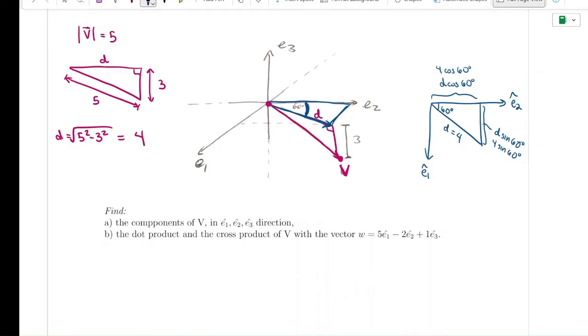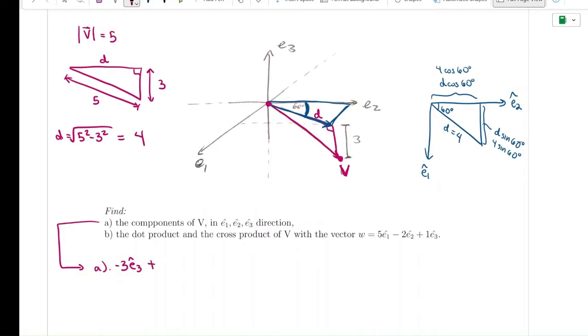So let's look at the problem then. We know that the component in the E3 hat direction is already given to us in the problem, which is 3. So in the E3 hat direction, we have 3 units downwards. So the vector points down, so it would be in the negative 3 E3 hat direction. So let me just rewrite that as this.